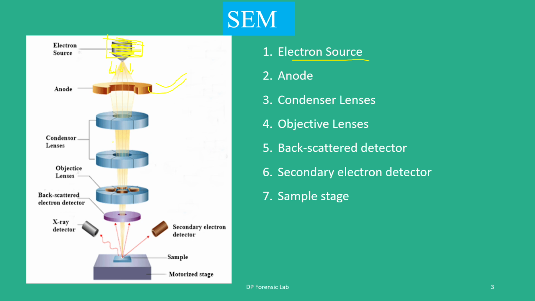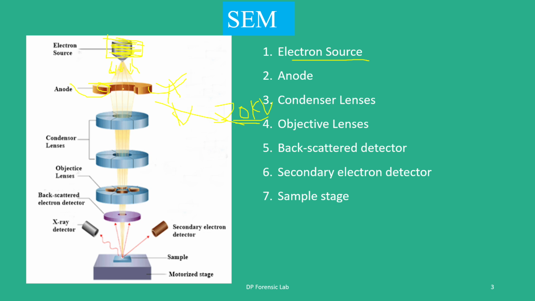So in this anode, we apply a high voltage, like 20 kV, 20 kilo electron volt. This can vary. For reference, I have seen 20 kilo electron volt. So as per requirement, the voltage can be applied in this anode to give sufficient energy to the electron.